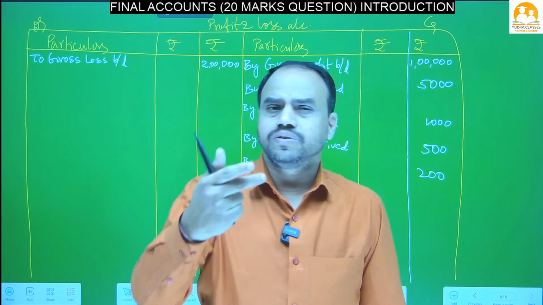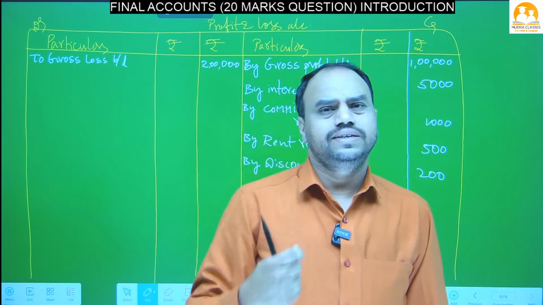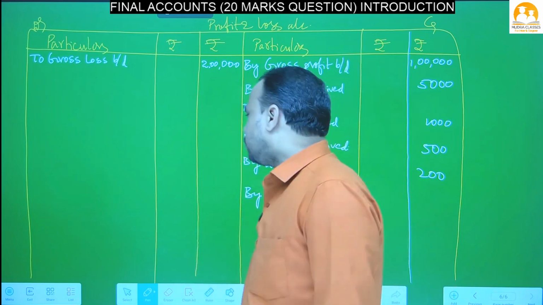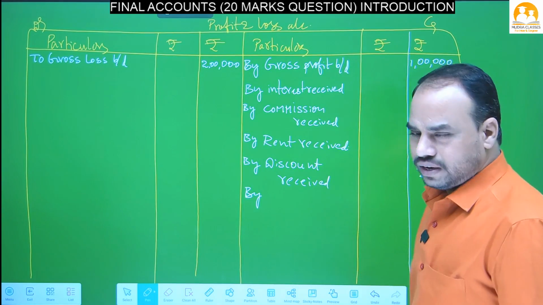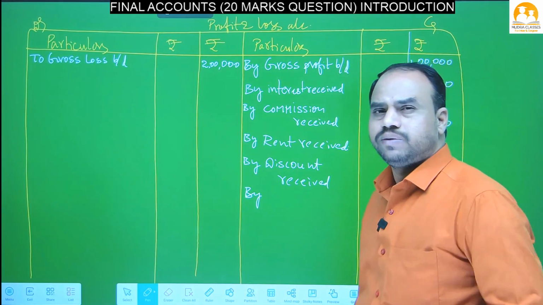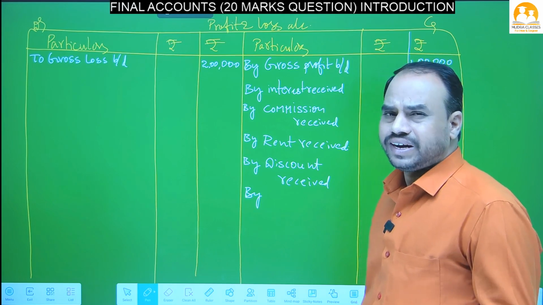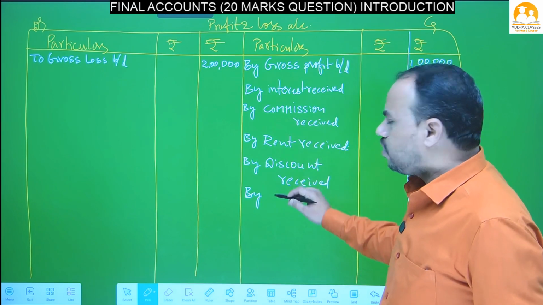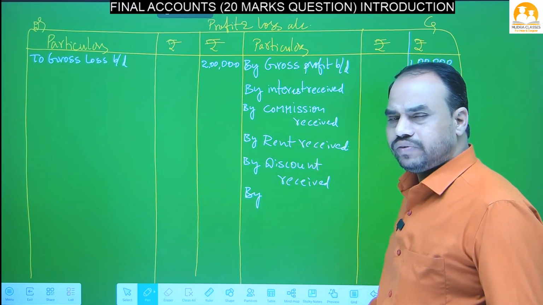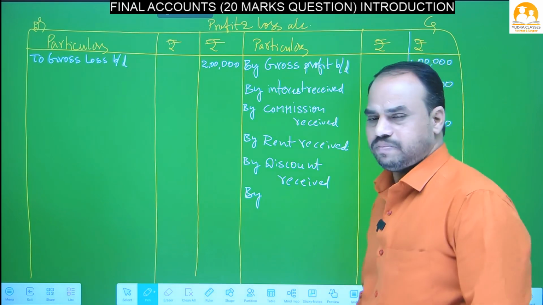So interest received, commission received, rent received, and discount received are the items we have to write. Generally these are the items that come. There are two more items, such as bad debts recovered, but that rarely comes, so you need not remember that one. These four items come regularly in the profit and loss account, so you have to remember them.